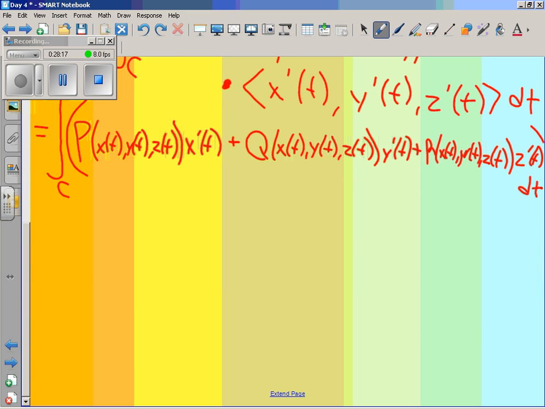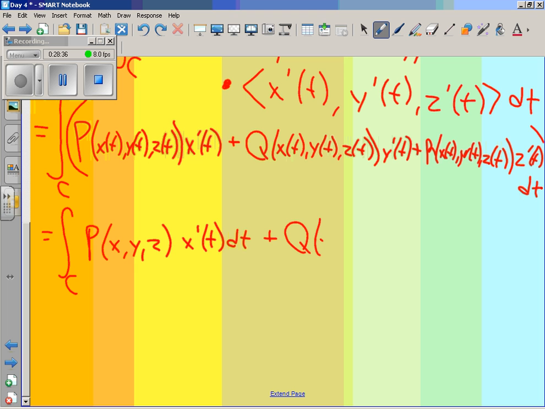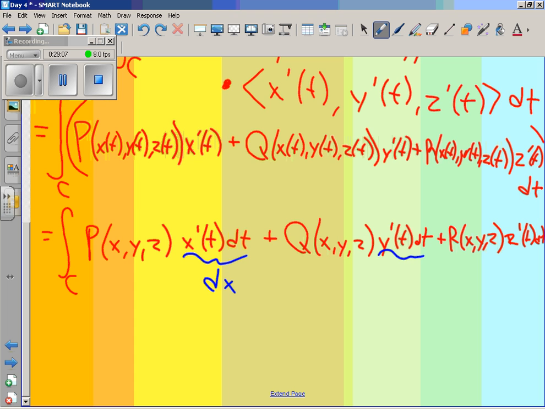notice that when we distribute, and I'm going to simplify this really quick by just writing x, y, and z, we're going to have P of x, y, z times x prime of t dt. Here we're going to have plus Q of x, y, and z times y prime of t dt, plus R times z prime of t dt. But what is x prime of t dt equal to? We have a really simple way of writing that. That's just dx. And this right here is just dy. And this is just dz.